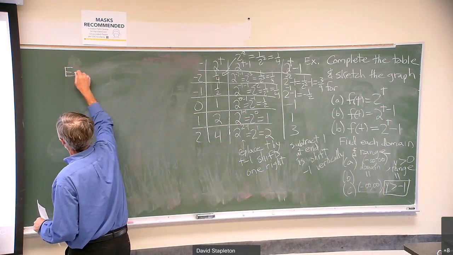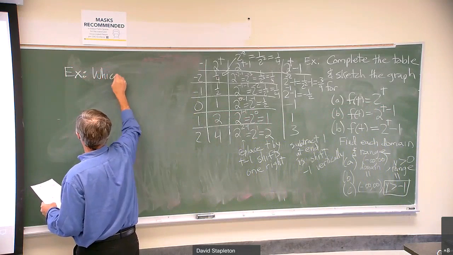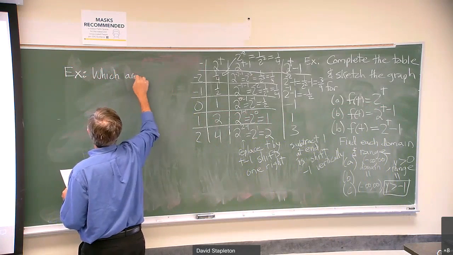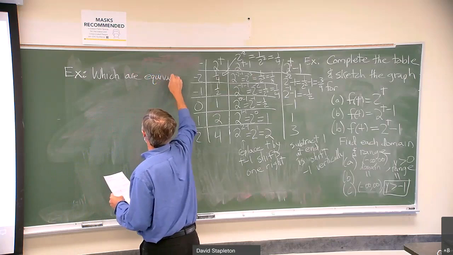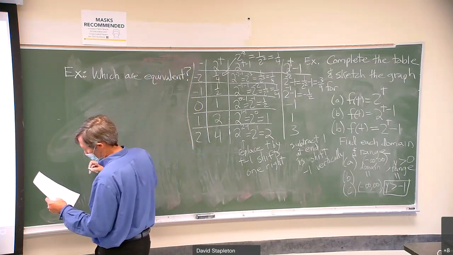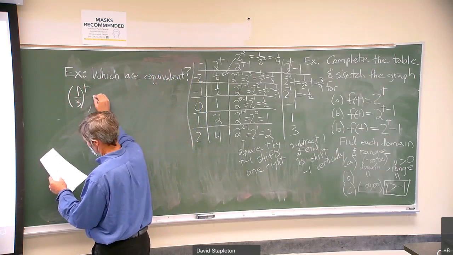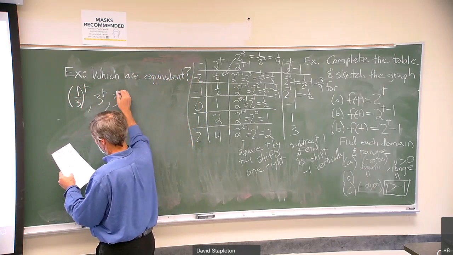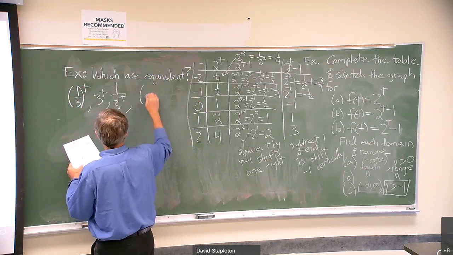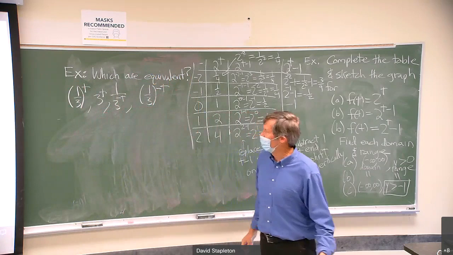We did one of these last time, but it bears repeating since it's been a little while. I just want to remind you of a couple of things now that we've looked at this a little more, which are equivalent. This is emphasizing the properties of exponents, and some of these that look different are actually the same: 1/3 to the t, 3 to the t, 3 to the minus t, and 1/3 to the minus t. Which are equivalent, meaning they have the same values for all t?